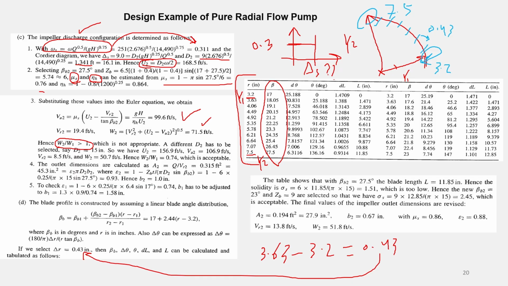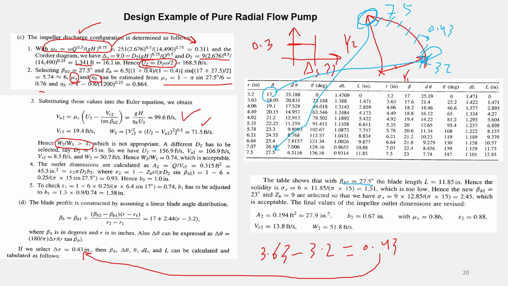And then the table shows that beta plate 2 is equal to how much? We get it from here. Beta plate 2 means we are at the exit here. So the beta plate 2 at this point is how much? It is 27.5, and the 17 is here. It was assumed, I think.